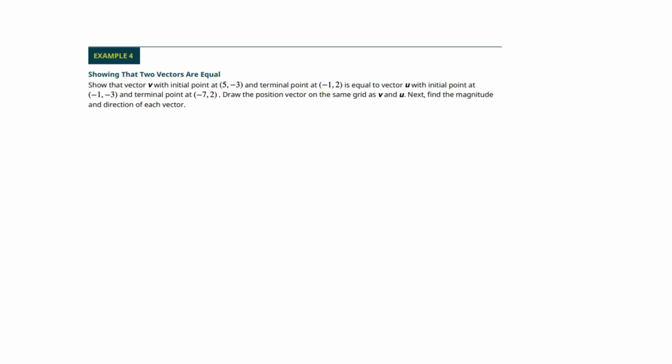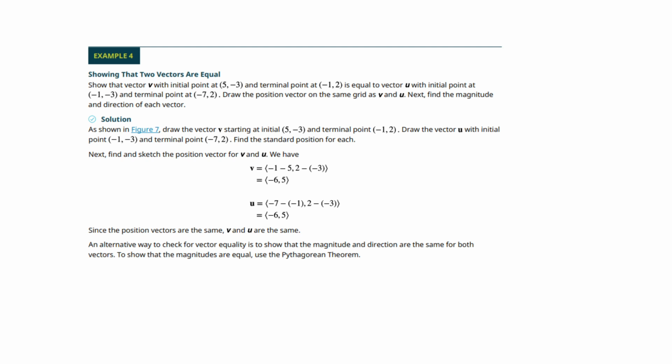Okay, let's show that two vectors are equal to each other. Now, you could do this by checking their magnitudes and their angles. That would prove it as well, and I'll show you that, but it's much easier to just make them both start at the origin. If we check their position vectors and we get the same position vector, they're the same vector.